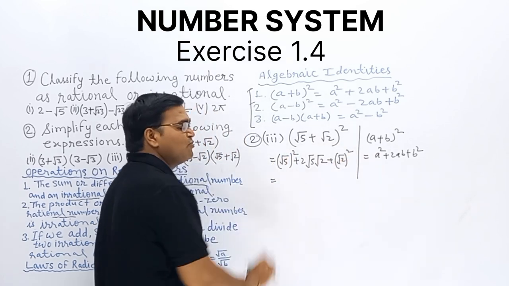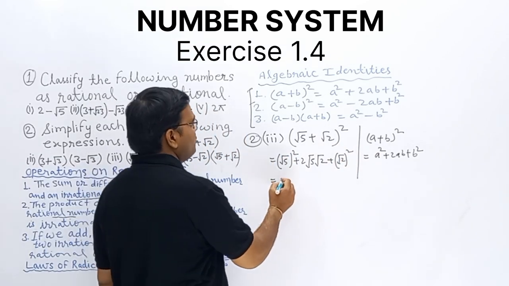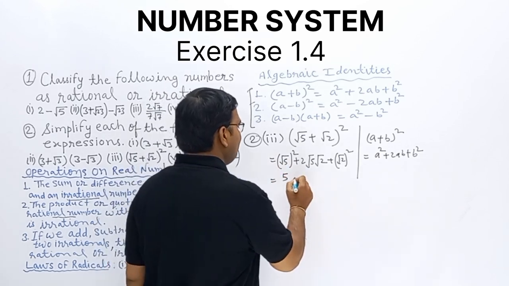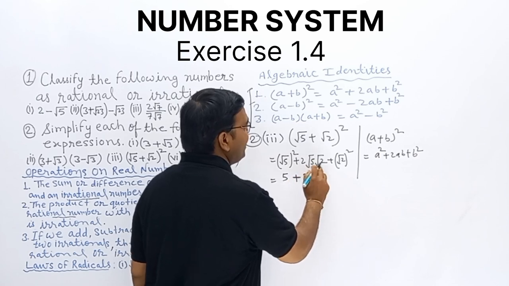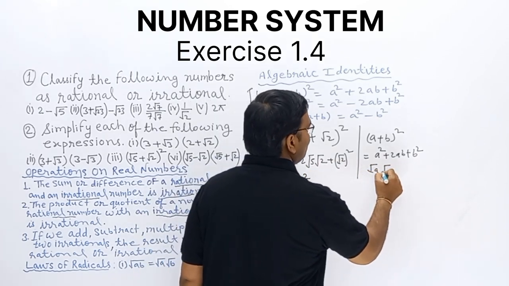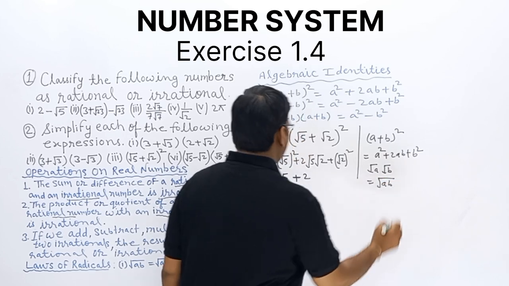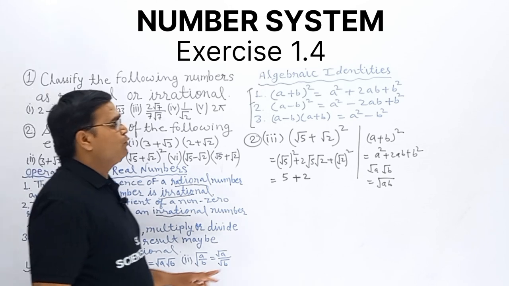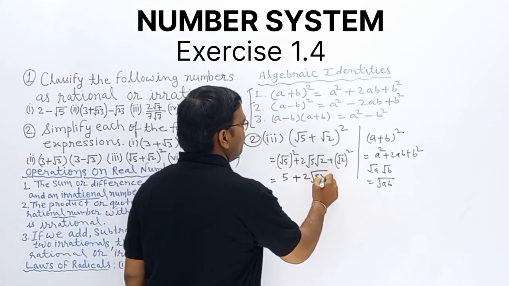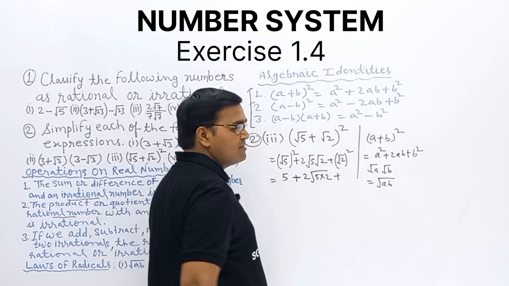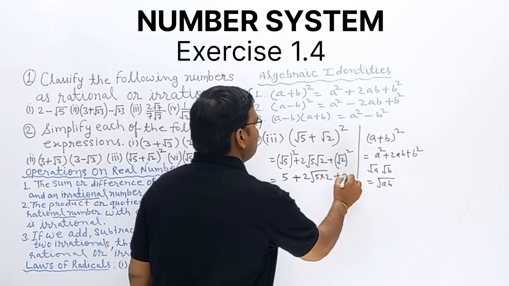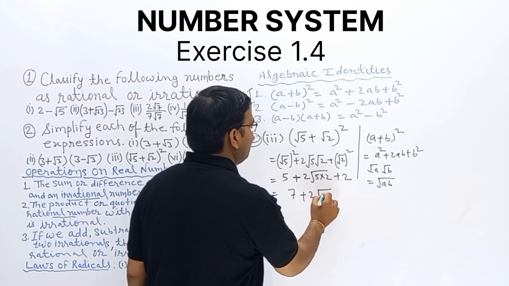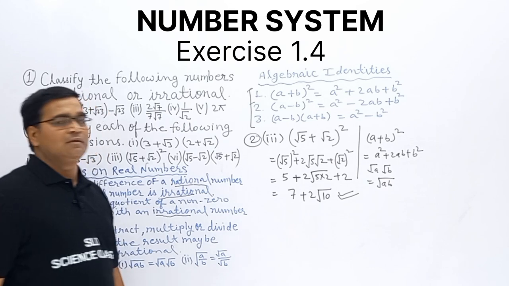Solve this one. √5 whole square will be what? The square and the root will cancel and the answer will be 5. And this will be plus 2 times √a into √b. √a into √b can be written as √(ab), by the laws of radicals. So this can be written as 5 into 2, and this is the same as discussed in the last question. (√2) square will be 2. So 5 plus 2, 7. 7 plus 2√10, and this is the answer of this question.